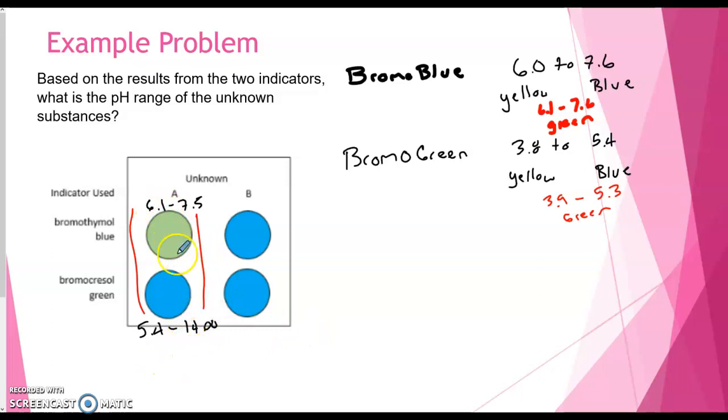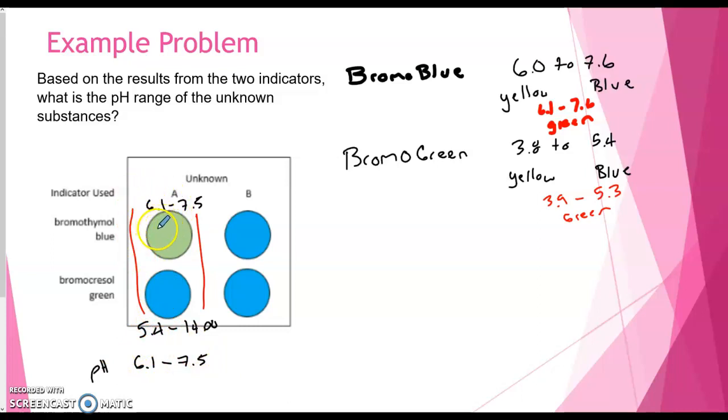So what we have to figure out here is we have to use these two pieces of data to figure out what the range would actually be. So we know that it's going to be essentially 6.1, and it can be 6.1 to 7.5. So the range for this one is going to be 6.1 to 7.5.